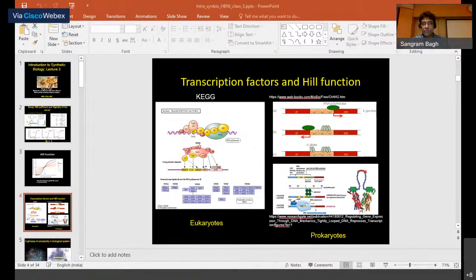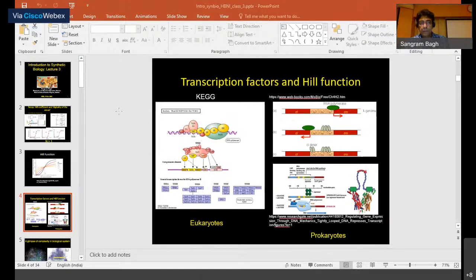So hope you can see this paint here. Okay. So now imagine a very simple situation.